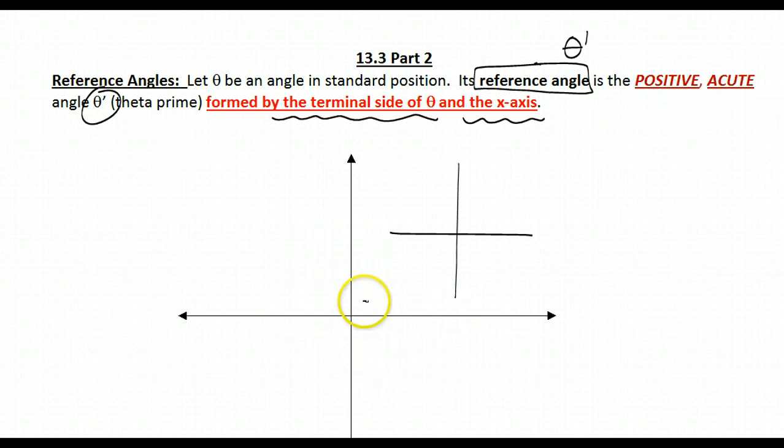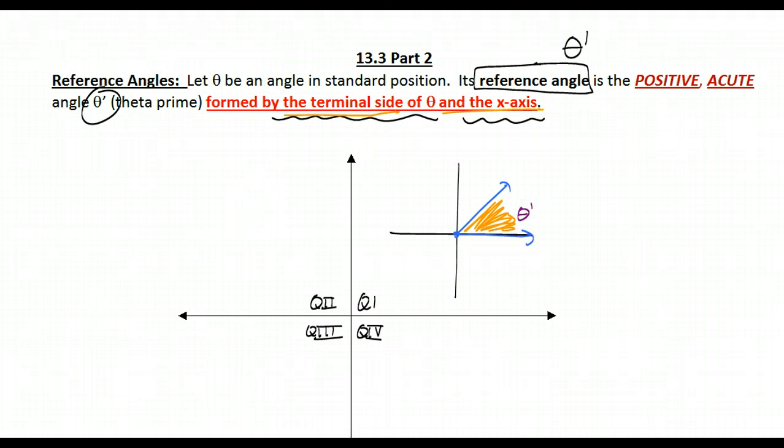I drew the 4 quadrants here based off of what your picture looks like when it lands in each of the 4 quadrants. We're going to start with quadrant 1. I'm going to make a little sketch right now. I've got my angle. I put it in this quadrant because the terminal side, or the ending side, ends in quadrant 1. So the reference angle is right here. It's between the terminal side and the x-axis. Here's the x-axis, here's the terminal side. So that is my reference angle, theta prime.